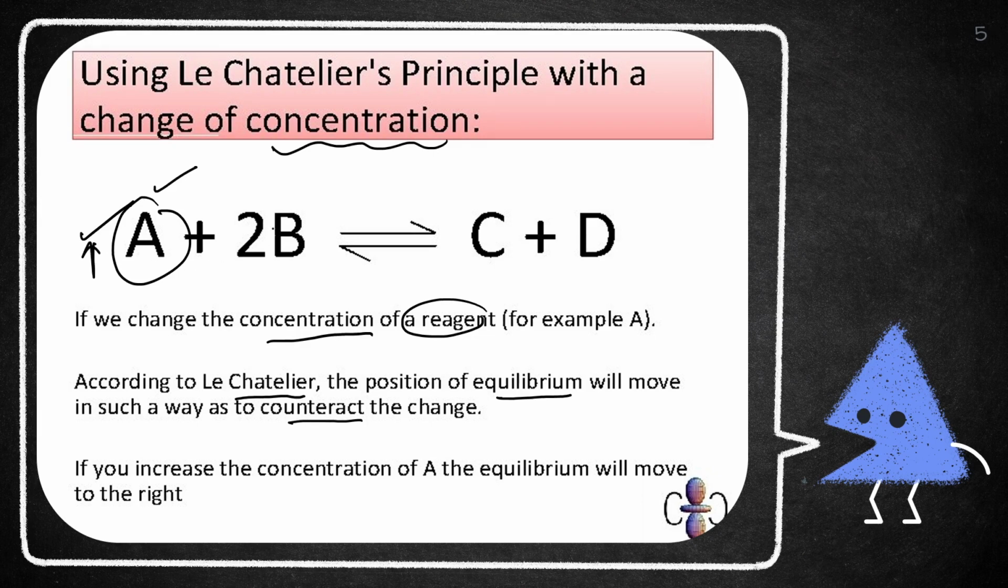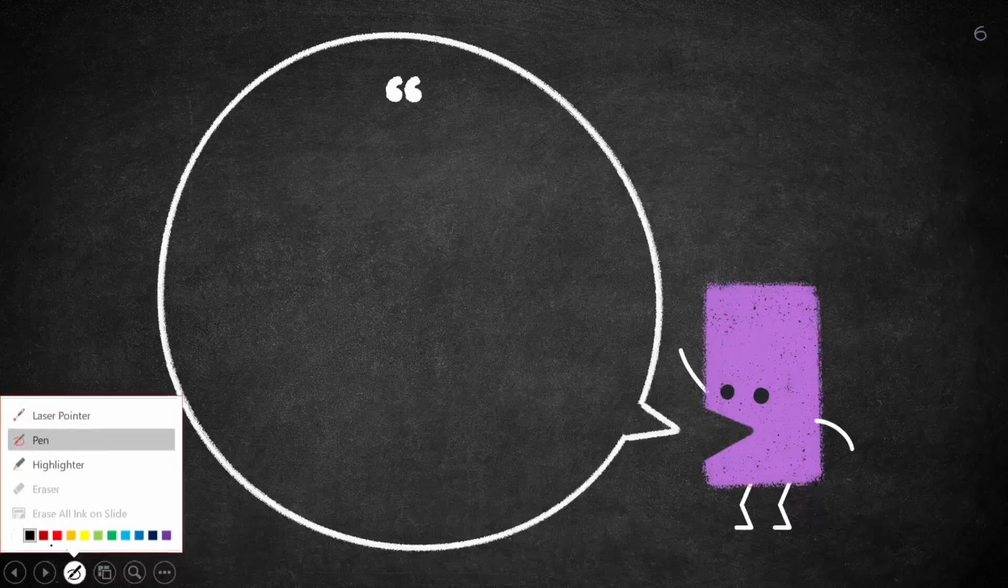So what will happen? There will be more weight on the left-hand side. To reduce that weight, the reaction will start so that whatever extra A is added is utilized to make the product. So the reaction will move toward the forward reaction. This is counteracting the change. So if you increase the concentration of A, the equilibrium will move to the right side, that is, the forward reaction.